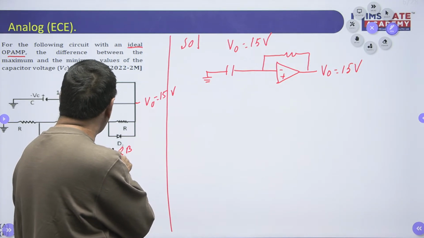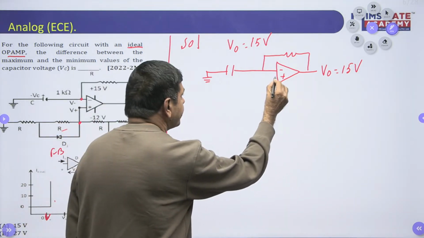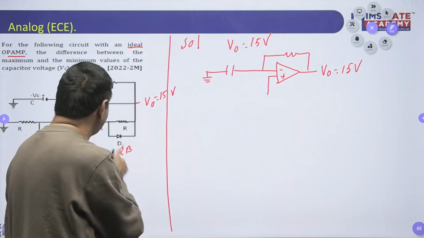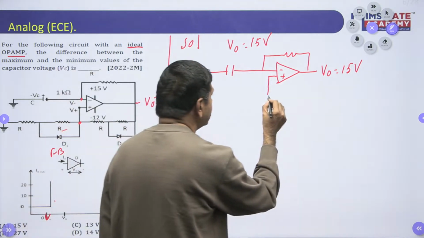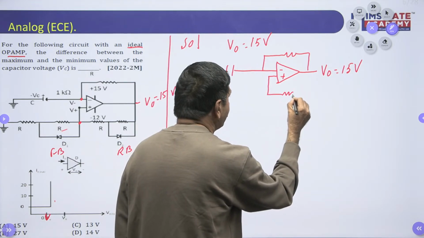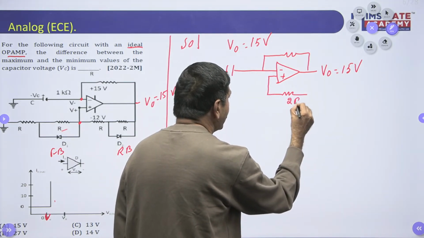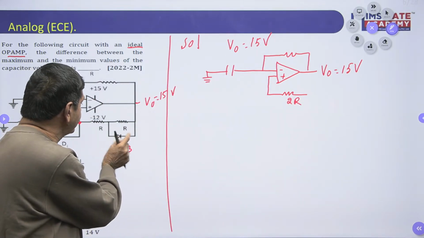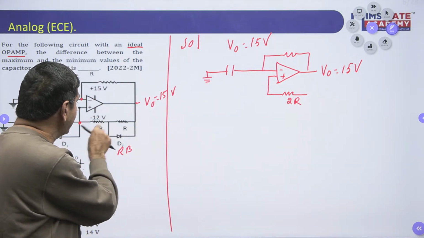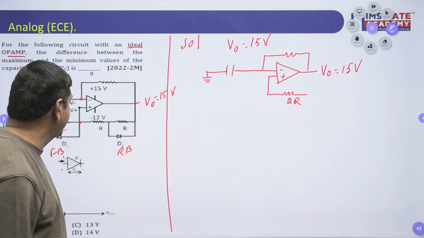This diode is reverse biased. If it is reverse biased, this branch is open circuited now. R and R I can have, R plus R, 2R I will get directly, because this is open circuited now. This branch is removed. R plus R, these two are in series. 2R I can get here now.